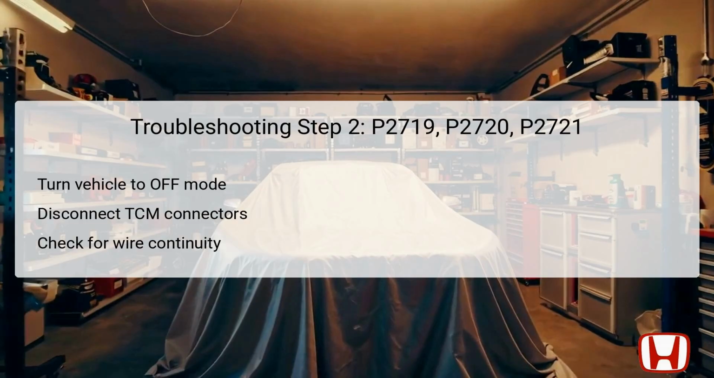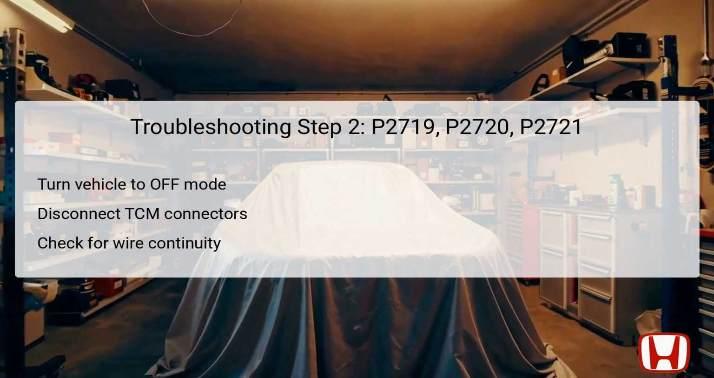Start by turning the vehicle to the off or lock mode to ensure all electrical systems are inactive. Next, you need to disconnect the necessary connectors, the TCM subharness 26P connector and the TCM 58P connector. Once disconnected, you will engage in a continuity check between the designated test points, TCM subharness 26P connector number 4 and TCM 58P connector number 6, and also TCM subharness 26P connector number 7 with TCM 58P connector number 53.